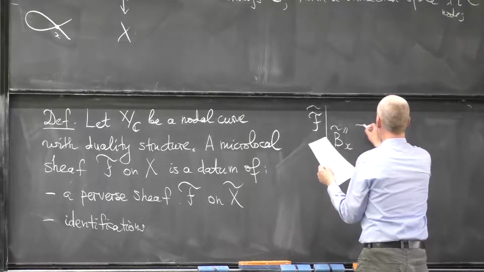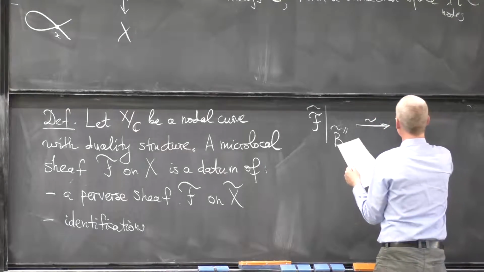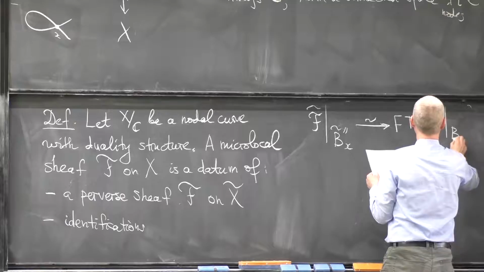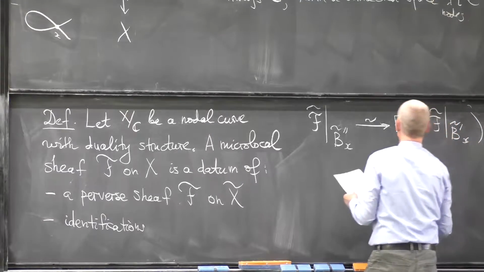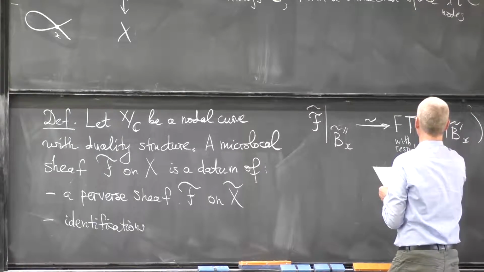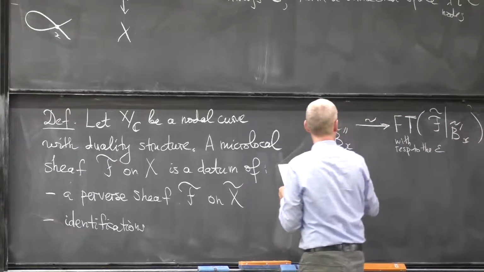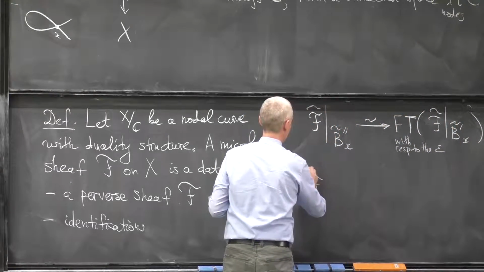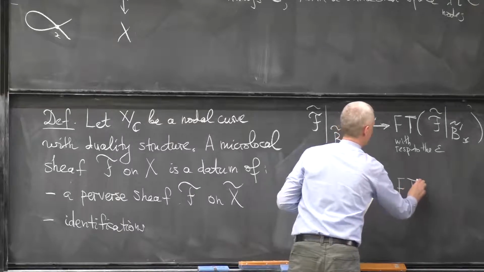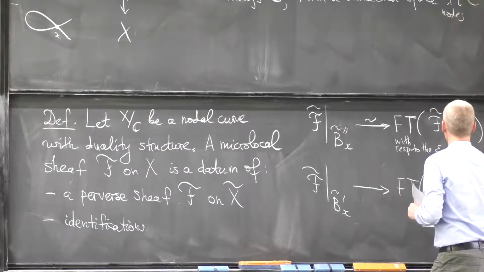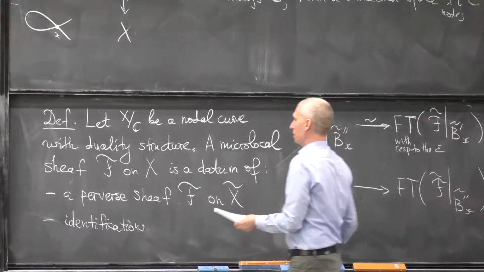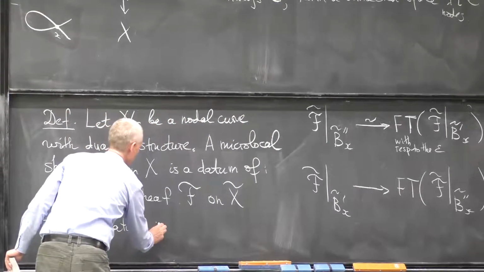So this thing is identified as a part of the data with the Fourier transform of F tilde restricted to the parameters. So to Fourier transform, so with respect to this epsilon. To the x. And similarly, the other one, F tilde restricted to the prime x, with the Fourier transform of F tilde restricted to the second. Identifications inverse ratio.